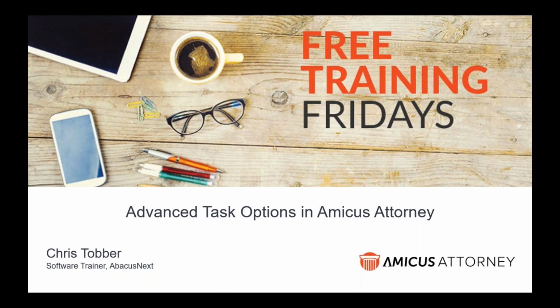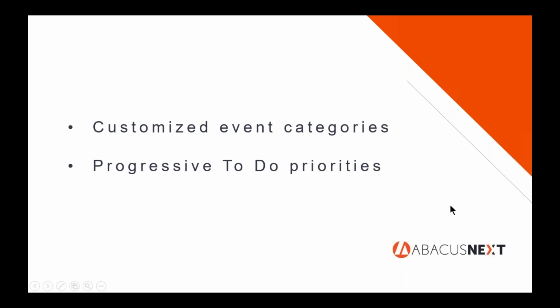All right, so welcome again for those of you that have just joined. Our free training Friday, this Friday, is Advanced Task Options in Amicus Attorney. And really, when we're talking about tasks, we're going to be touching on two items. The first is to customize event categories. So you're able to assign categories to all of your to-dos as well as your appointments to better keep track of them. And then we're also going to look at progressive to-do priorities, so controlling where those to-dos appear in your tasks list and being able to move those up automatically to bring them to prominence.